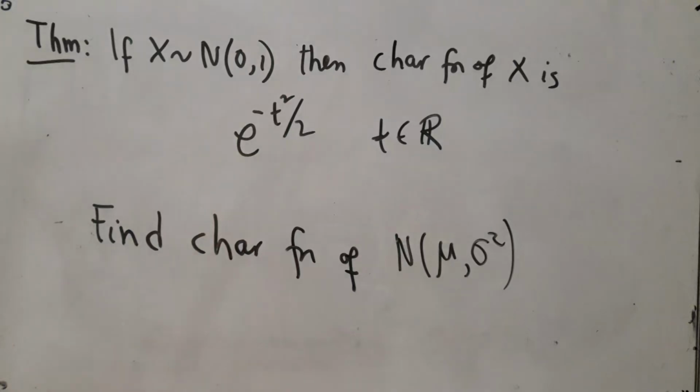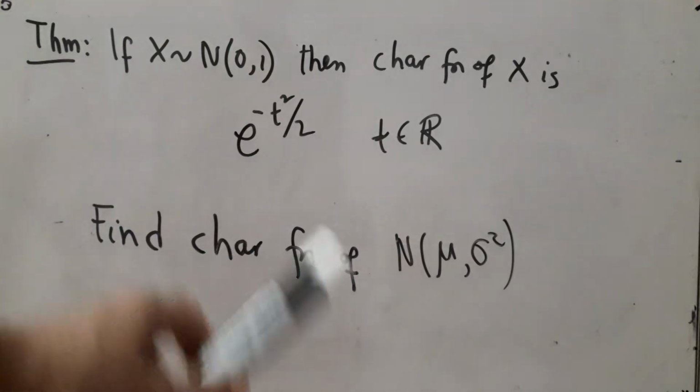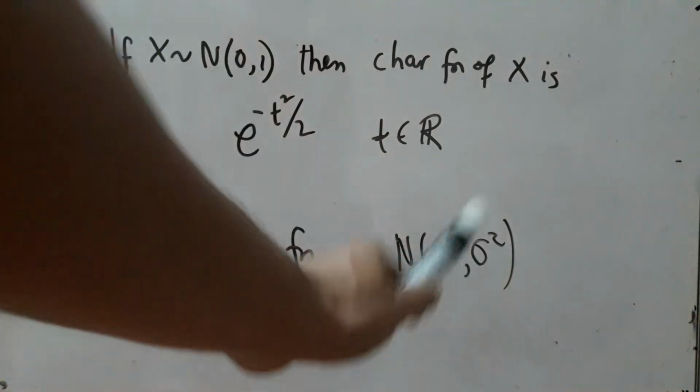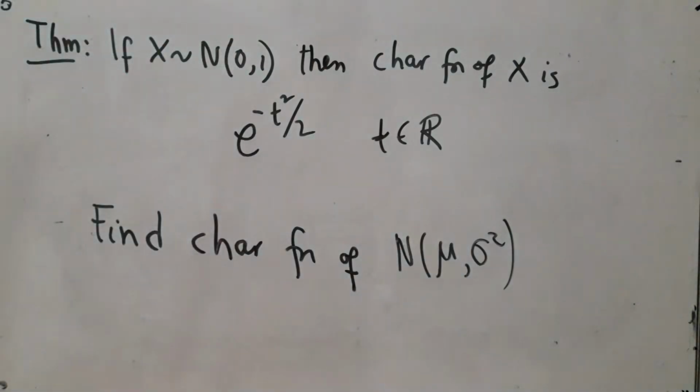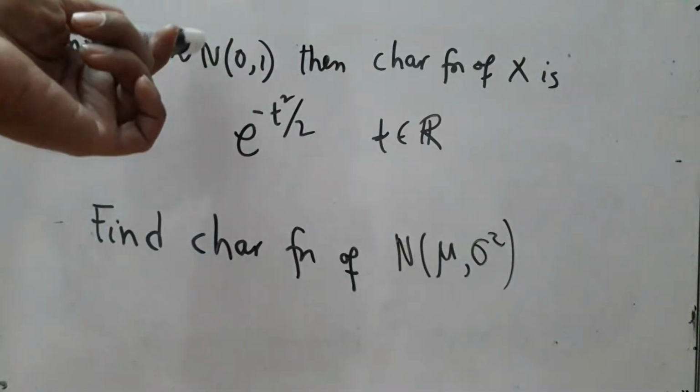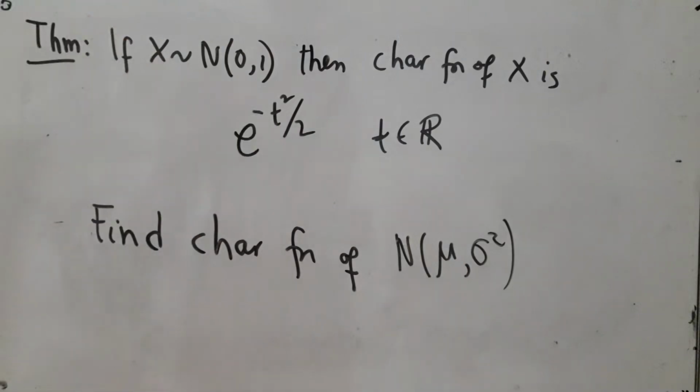In this exercise, you are to use this theorem that we just stated to find the characteristic function of normal mu, sigma squared. So you have to use that standard technique. From here you have to go to there and apply this result and come back to normal mu, sigma squared.